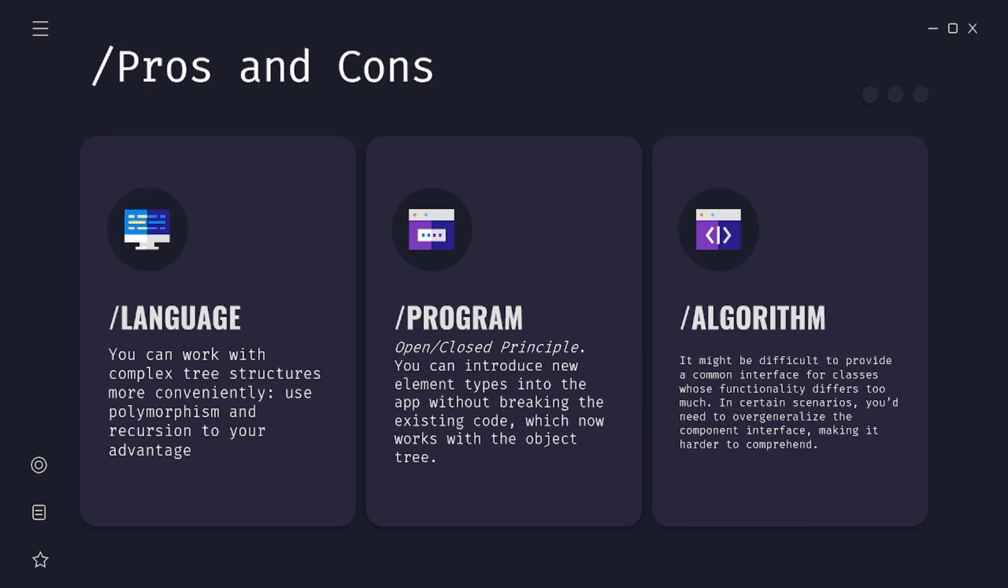When it comes to programming language, you can work with complex tree structures more conveniently. Use polymorphism and recursion to your advantage. In program open-closed principle, you can introduce new elements types into the app without breaking the existing code, which now works with the object tree. Algorithm is a little different. It may be difficult to provide a common interface for classes whose functionality differs too much. In certain scenarios, you would need to overgeneralize the component interface, making it harder to comprehend.